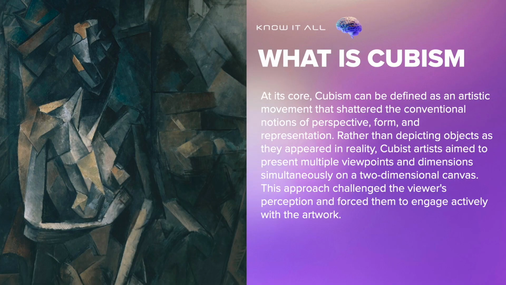At its core, Cubism can be defined as an artistic movement that shattered the conventional notions of perspective, form, and representation. Rather than depicting objects as they appeared in reality, Cubist artists aimed to present multiple viewpoints and dimensions simultaneously on a two-dimensional canvas. This approach challenged the viewer's perception and forced them to engage actively with the artwork.